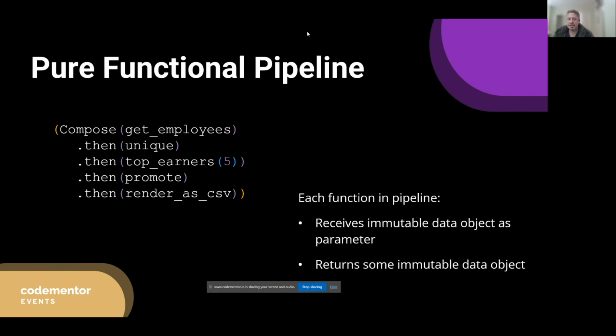Ideally, when you construct a pipeline, here's an example of a pipeline in Python, you would want all of the functions that you pass into your pipeline to both receive and return immutable data.